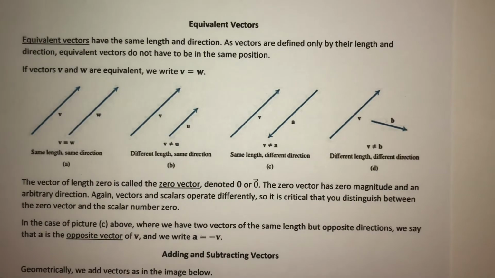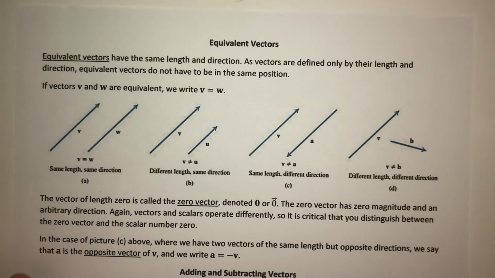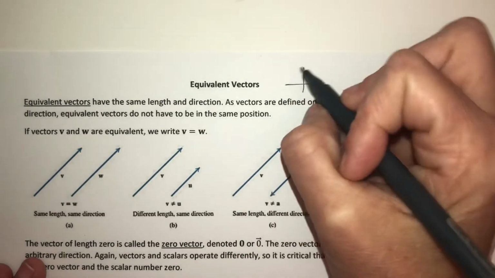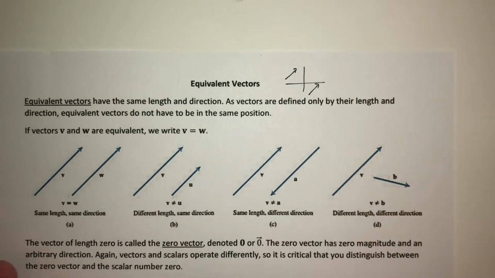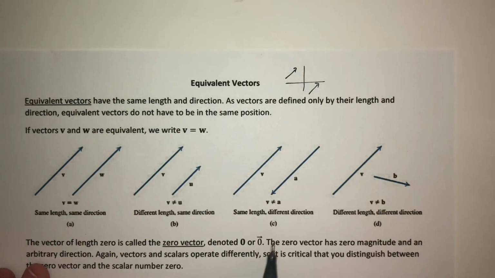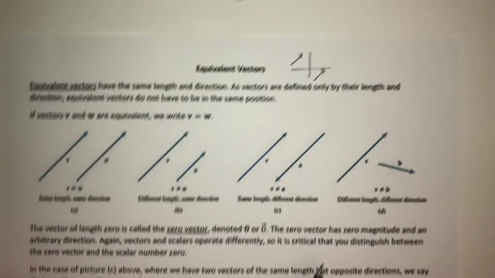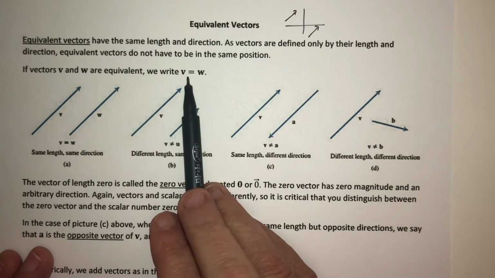Now, equivalent vectors. Equivalent vectors have the same length and direction. And as vectors are defined only by their length and direction, equivalent vectors do not have to be in the same position. So basically what this is saying is if you were talking about vectors in a coordinate system, and they both point the same direction, or in algebraic terms, they have the same slope and are pointing in the same direction, and they have the same length, then they would be equivalent. It doesn't matter that they are in different locations. So here are your basic possibilities. And if they are equivalent, we put an equal sign between them.